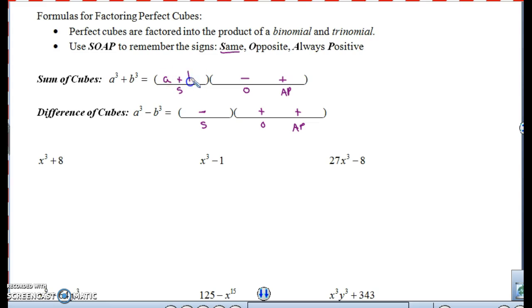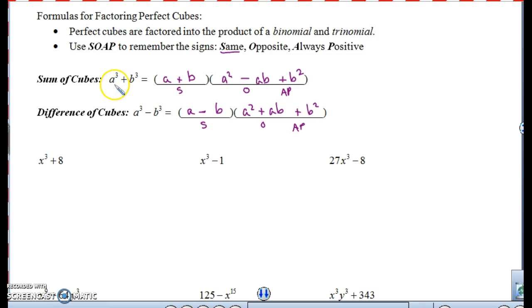(A plus or minus B), (A plus or minus B), and then A squared, AB, B squared. A squared, AB, B squared. So that is the pattern. So what you need to know is what A is for each one of these.